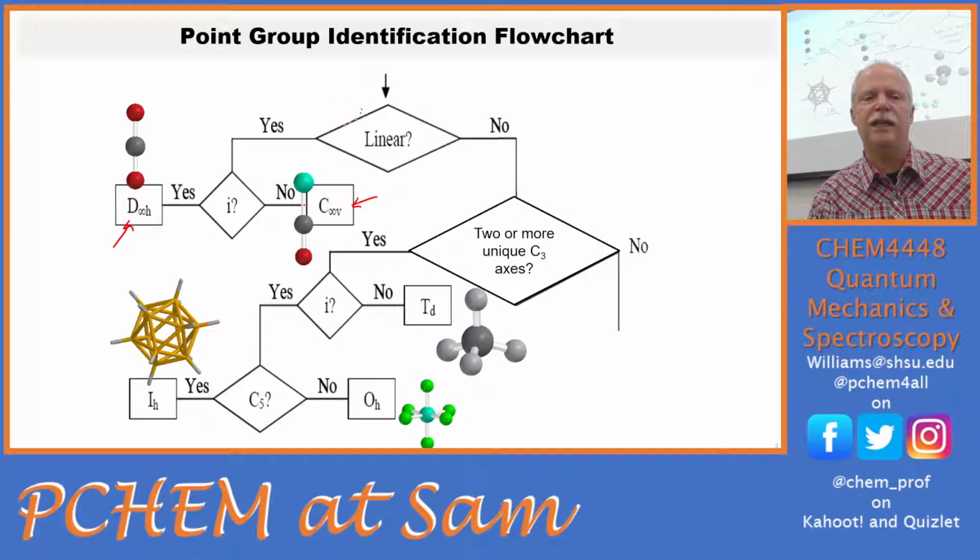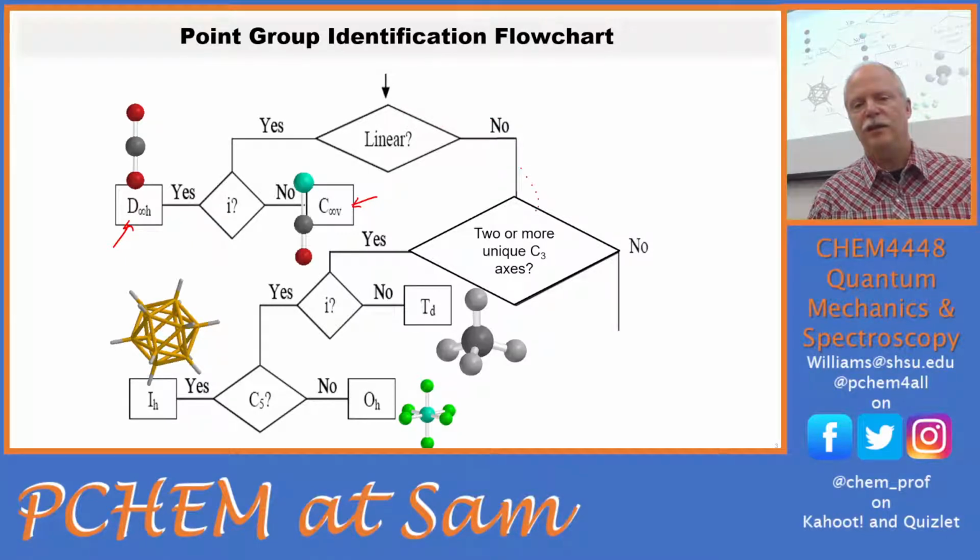So in this case, let's just take CO2 here. You come in, the question is, is it linear? Yes, it's linear. You move over here, does it have an inversion center? Yes, it has an inversion center, therefore it's D∞h. And so all of the linear molecules that have the same atoms and the same pattern on either end are D∞h. If it's linear and it does not have an inversion center, then it's C∞v. So all linear molecules are one or the other. It's two different categories.